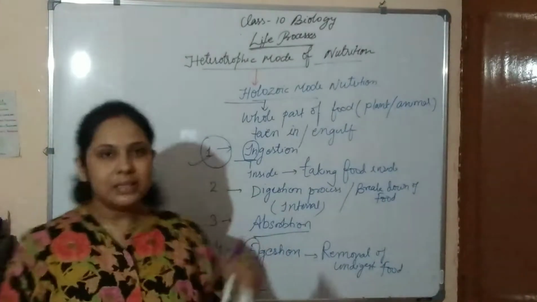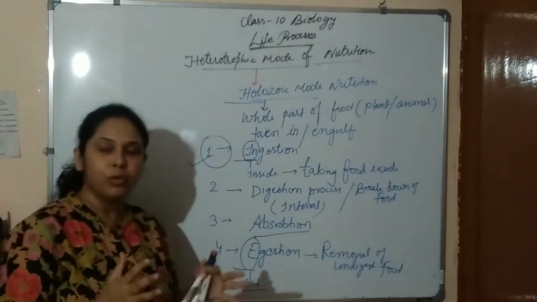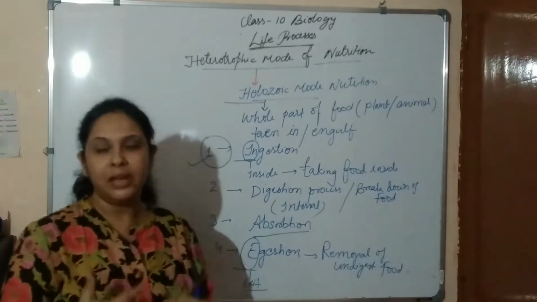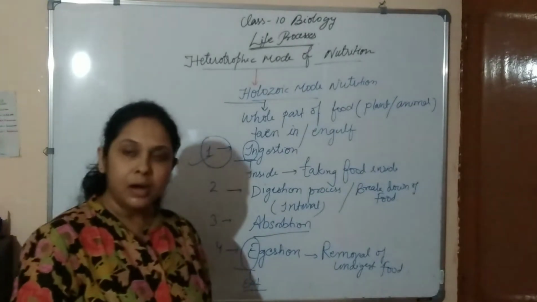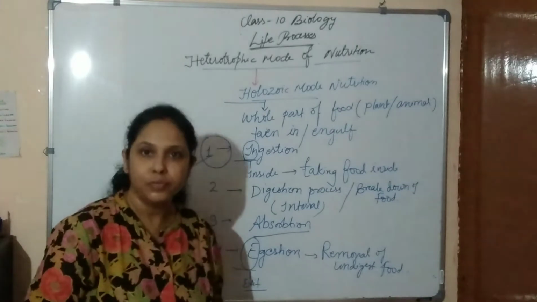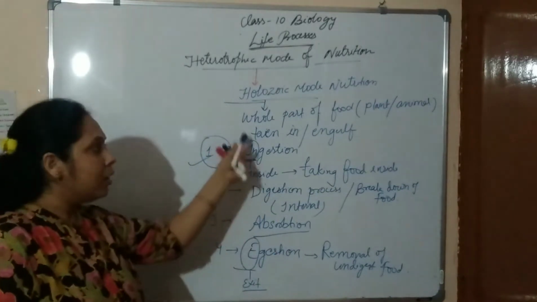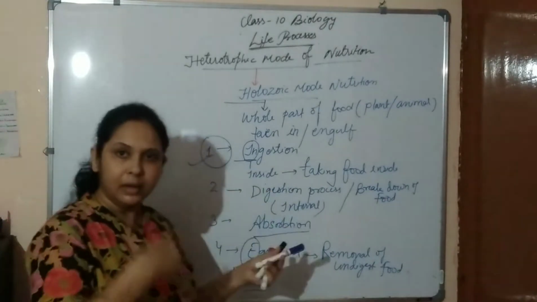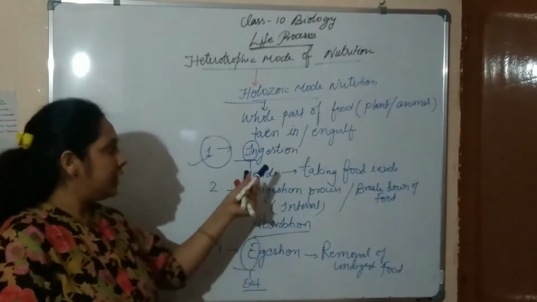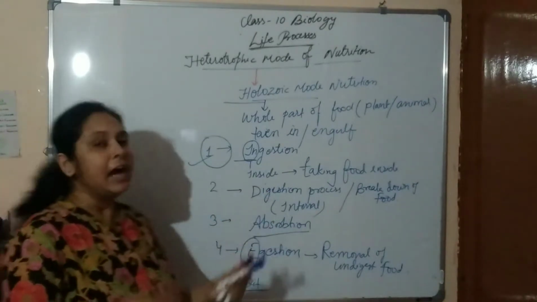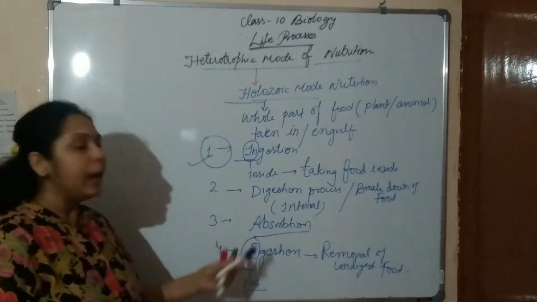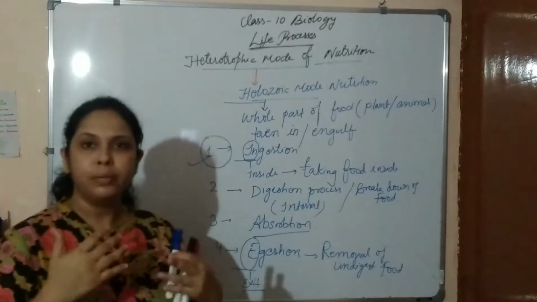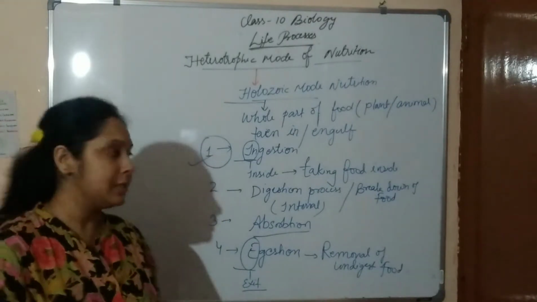So these are the steps of the holozoic mode of nutrition. Organisms that show the holozoic mode of nutrition, like we human beings and amoeba, all follow these four steps. First the ingestion of the food takes place, then the digestion of the food takes place, and then absorption of the food, and then egestion, meaning exit, the removal of the undigested food, takes place.